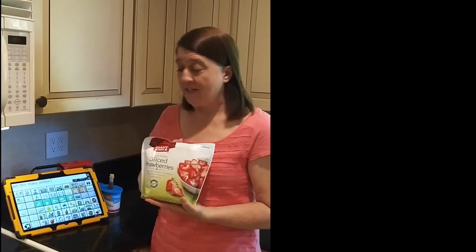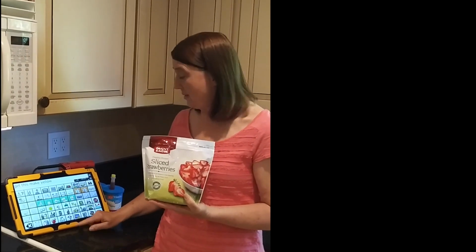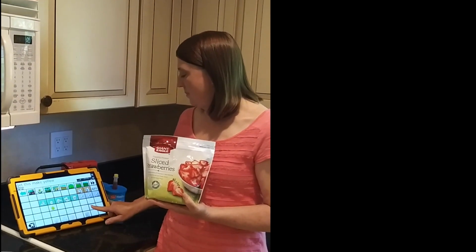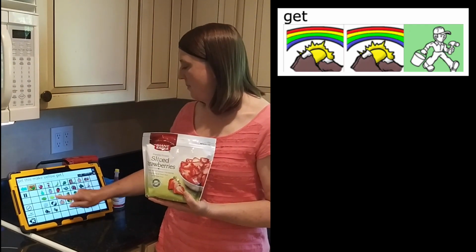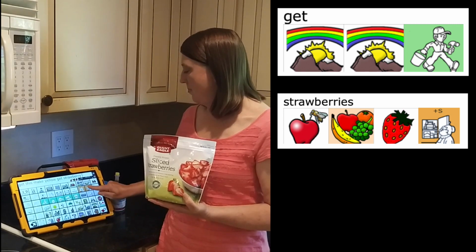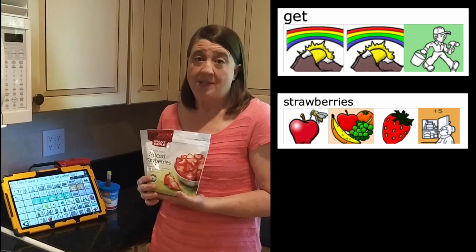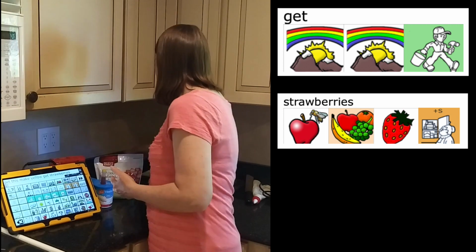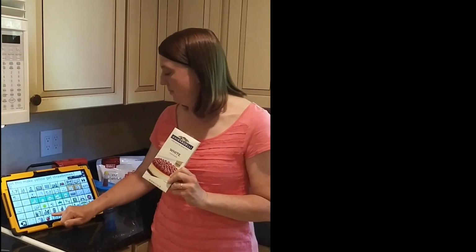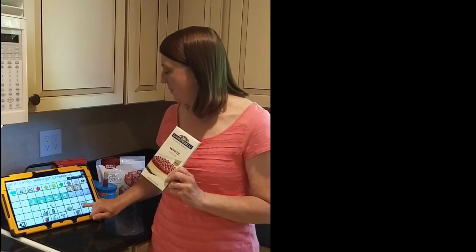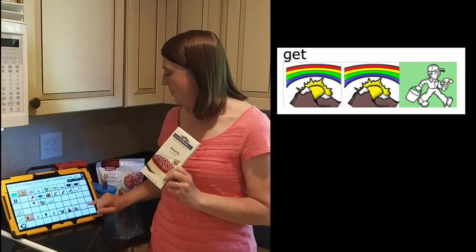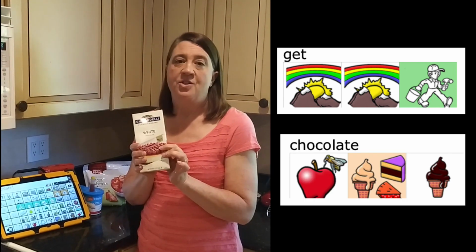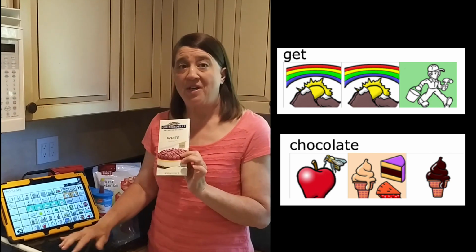2 more things you need to get. You need to get some strawberries. You get some strawberries to make the sauce. And you need to get some white chocolate to make the Parmesan cheese that you sprinkle on top.